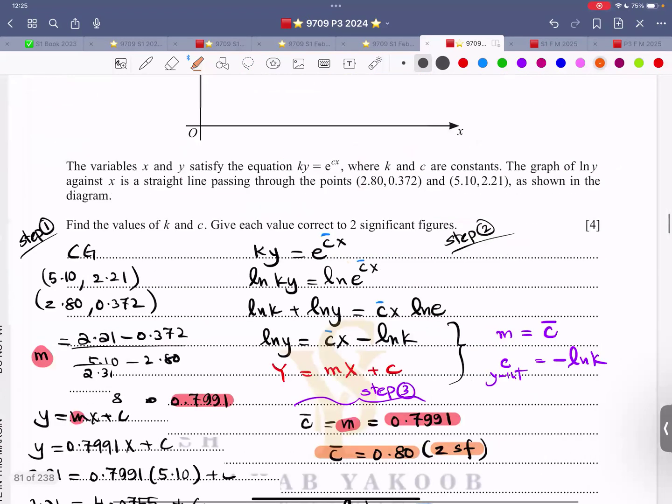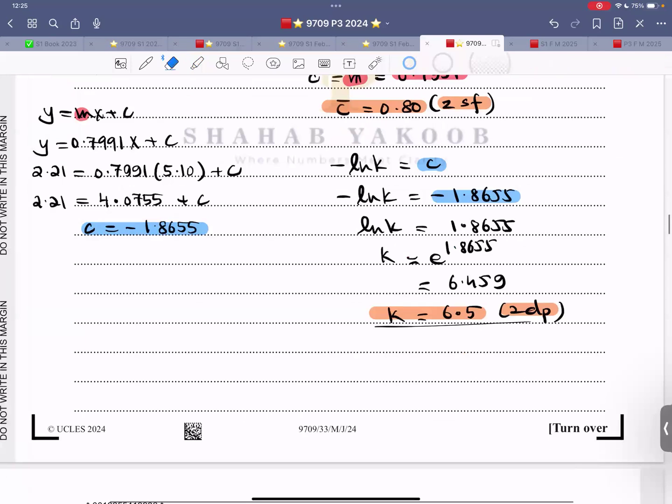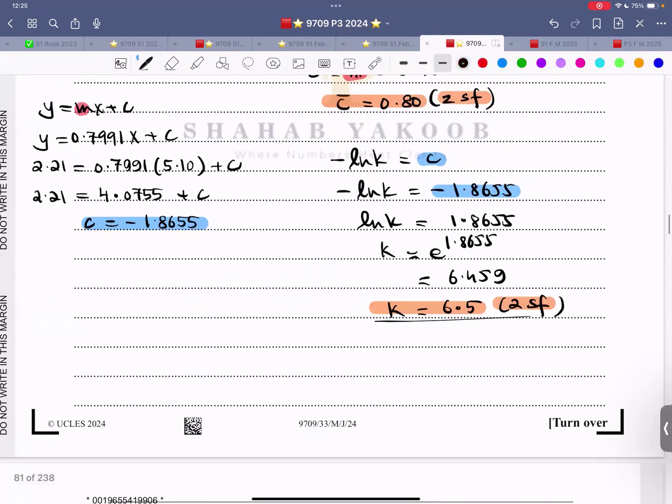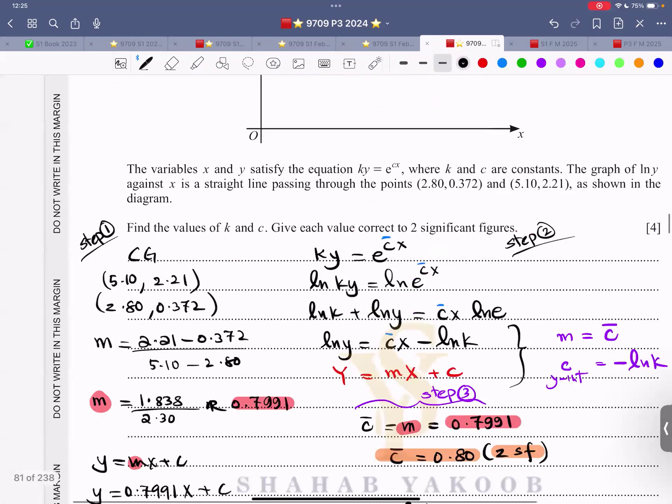I think it's 2 sf. Well, in this case, the 2 dp is 2 sf. So let me write it. So this is 2 sf. Sometimes it is dp also. Got the idea? So that's the final answer. Make a habit of writing it at the end. c equals 0.80, k equals 6.5. Both answers are given to 2 significant figures. So I hope this is all clear.